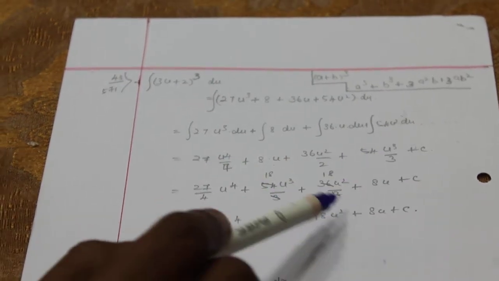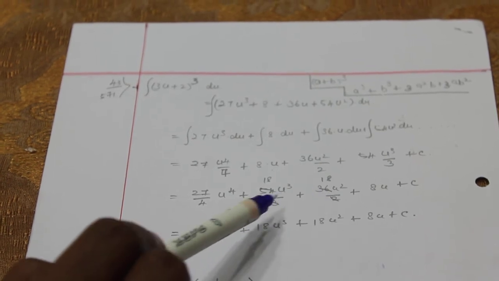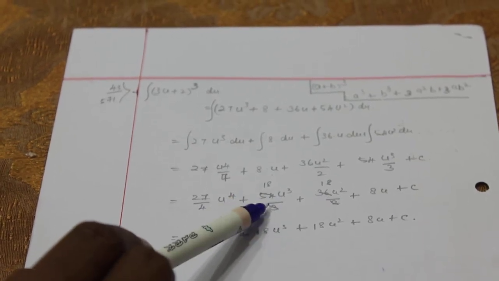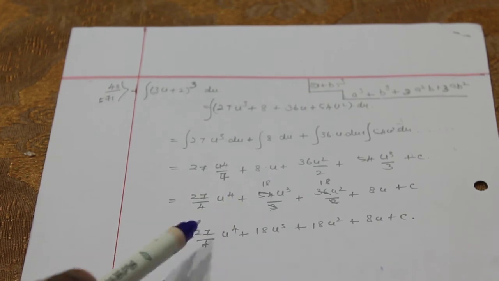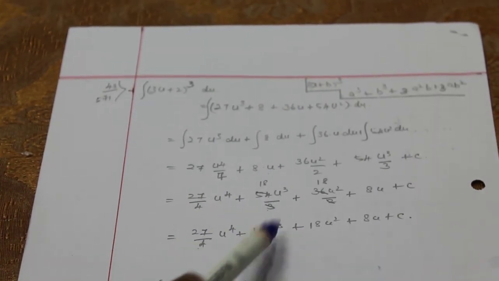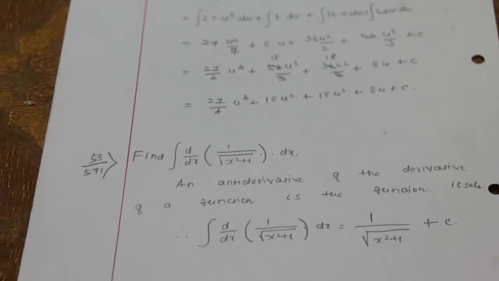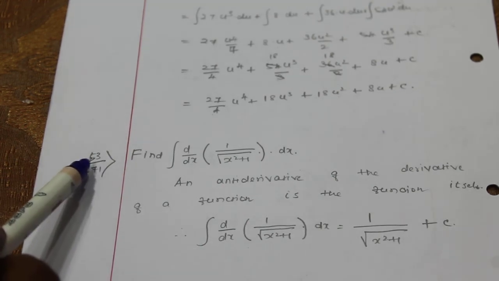Now you can cancel the common terms. Here it is 36 and here is 2, so 2 times 18 is 36. Here it's 3 and 54, 3 times 18 is 54. So the remaining answer is 27 by 4 u power 4 plus 18 u cube plus 18 u square plus 8u plus c.